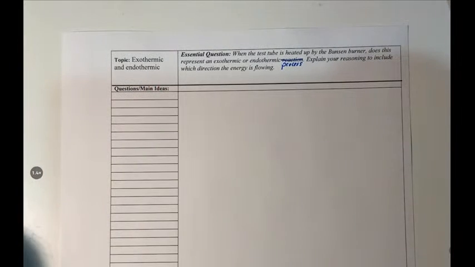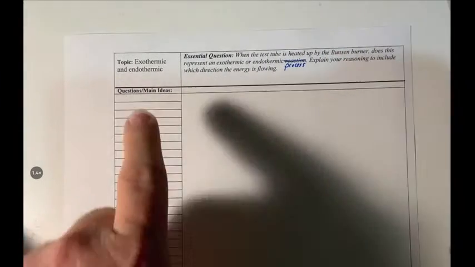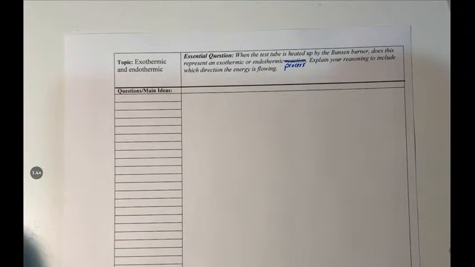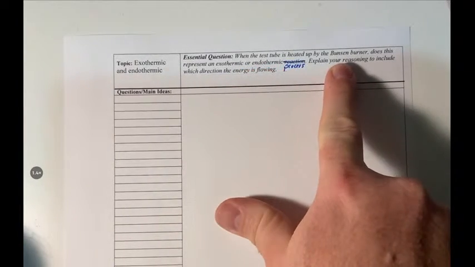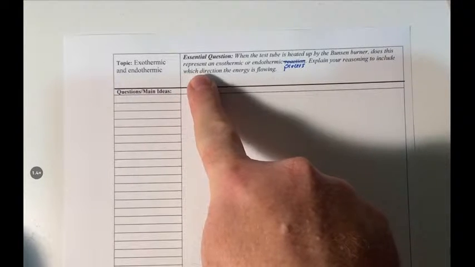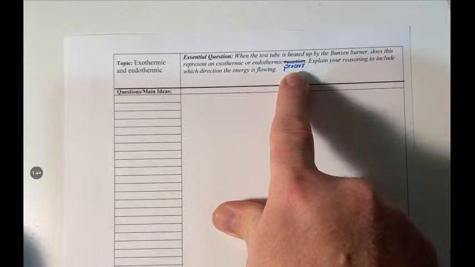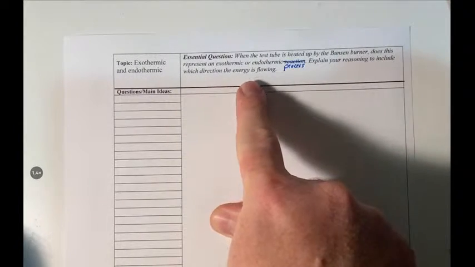If you haven't pulled your interactive notebook out yet, your folder, go to this page and do so right now. We're going to talk about endothermic and exothermic. Now, you probably don't know what these are yet. It's fine. Let's start off by reading the essential question: when the test tube is heated up by the Bunsen burner, does this represent an exothermic or endothermic process? I know it says reaction, but it's process.